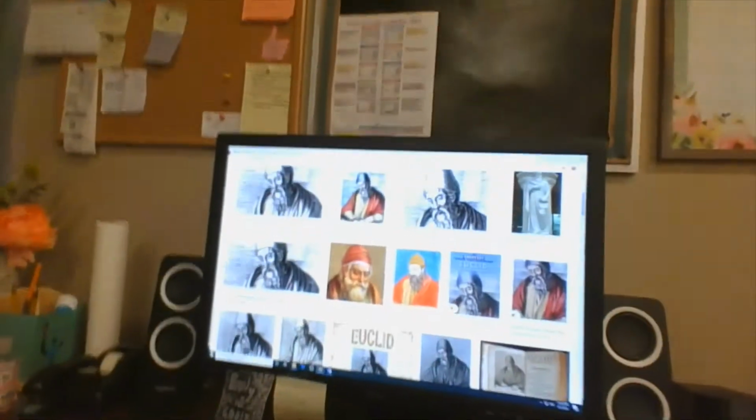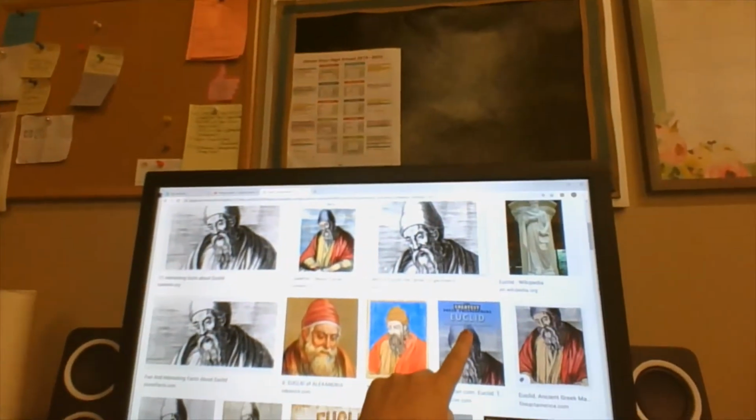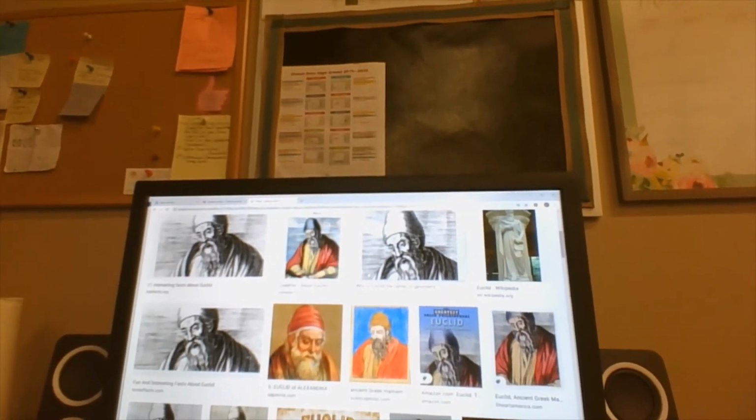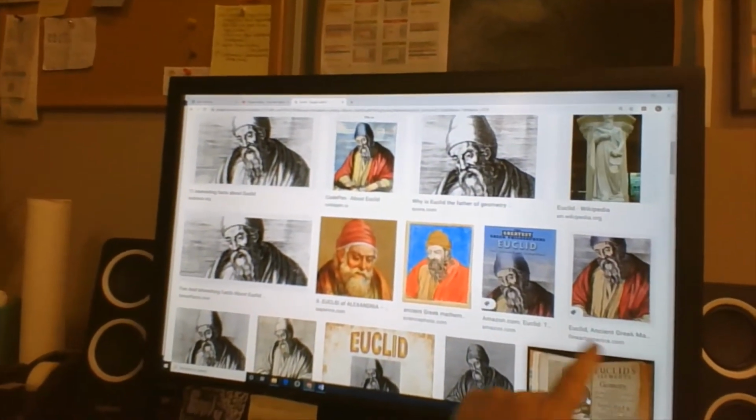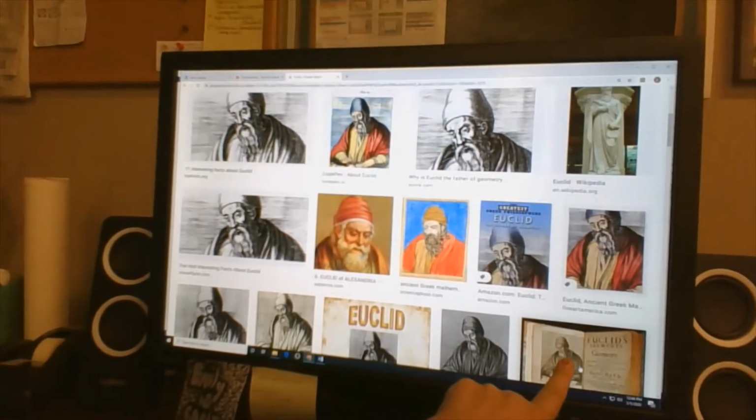There are some pictures for you. So you can see, if you can read this one, it says Euclid, the father of geometry. He wrote a book on geometry, so there's a picture to give you an idea of a book that he wrote. And he wrote in this book some postulates for geometry that are still used today.